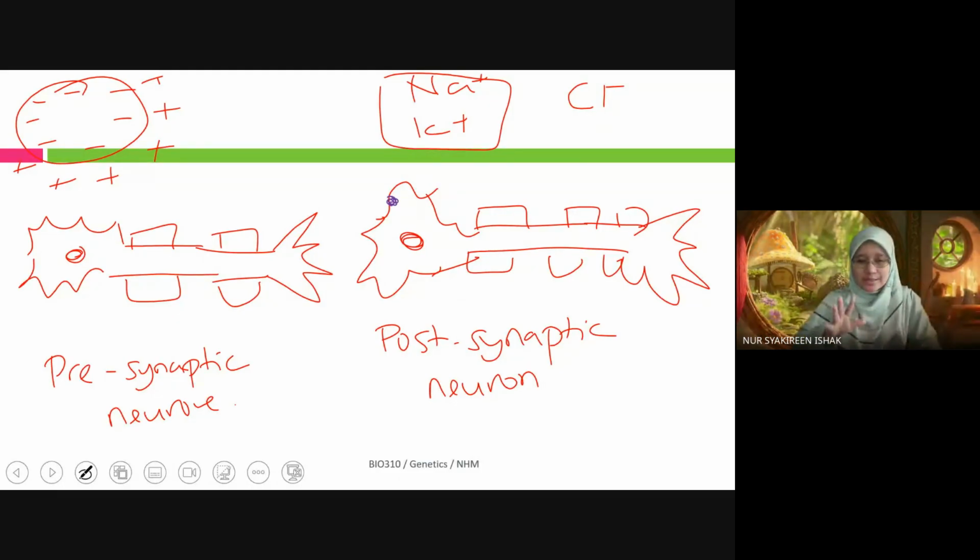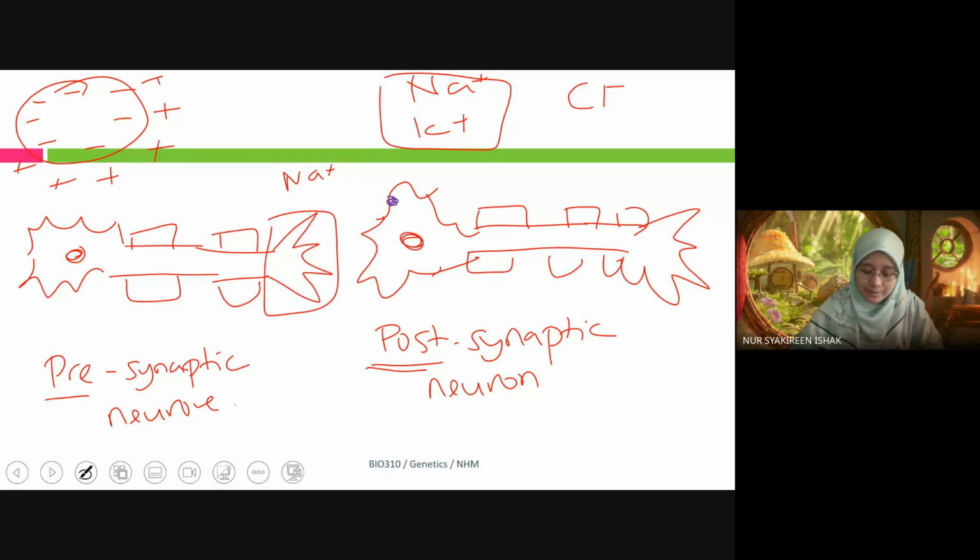Kita kat sini, saya draw kat sini ada dua jenis neuron. Kita ada presynaptic neuron, kita ada postsynaptic neuron. Presynaptic neuron is the neuron that is going to transmit the electrical impulse, and the post is the one that is going to receive the electrical impulse, the electrical signal. So let's say for example, this neuron is transmitting the impulse. Impulse tu, electrical signal tu disebabkan oleh apa? Pergerakan ion kan? So this is the region we call it as synaptic terminal.